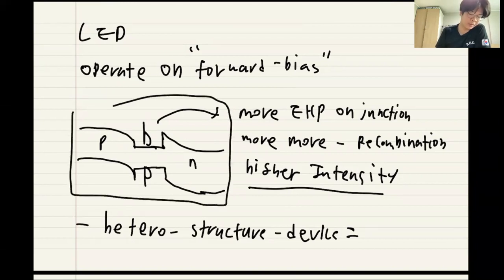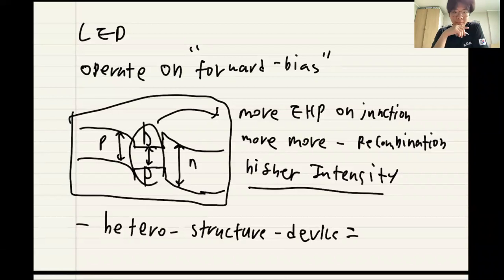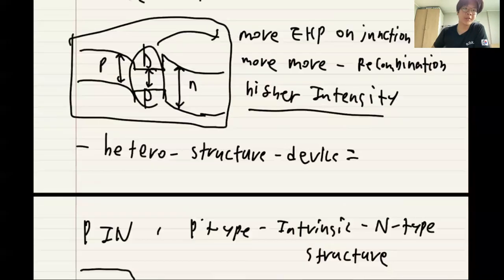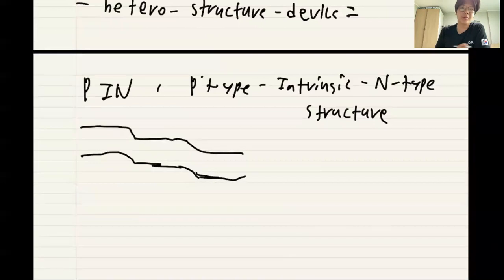Now here the device structure is a heterostructure device. The reason we can say that is the energy band gap differs in the junction. And there is another way to make the LED, which is the PIN, which means the combination of P-type and N-type with an intrinsic semiconductor between them.